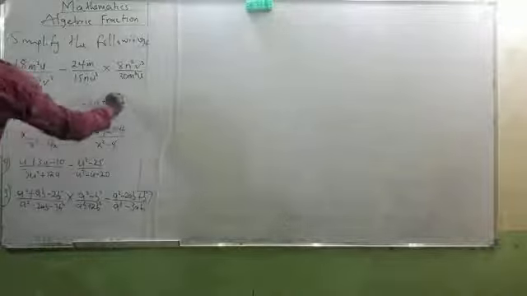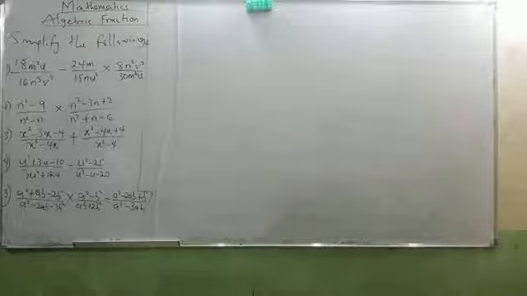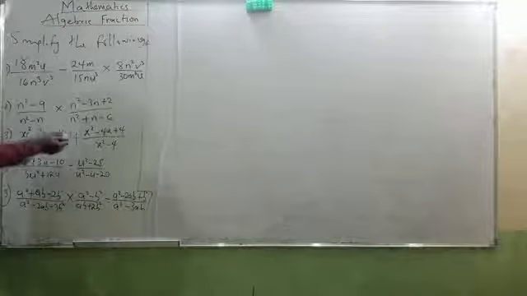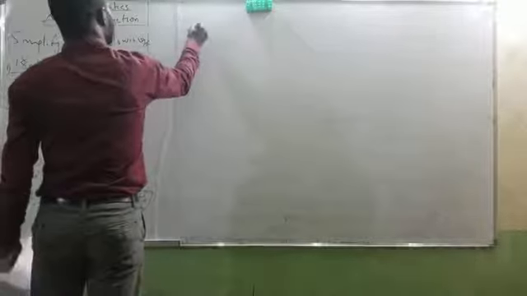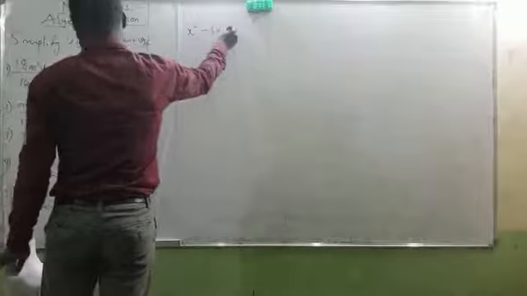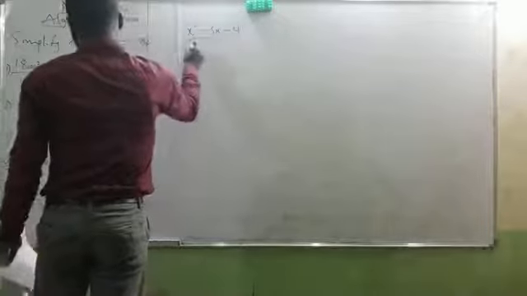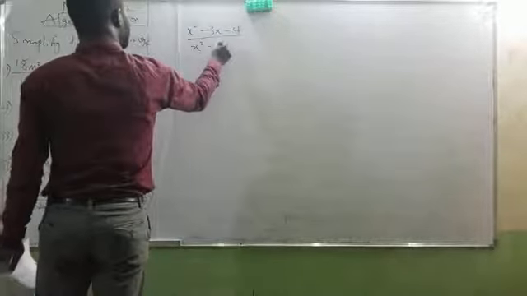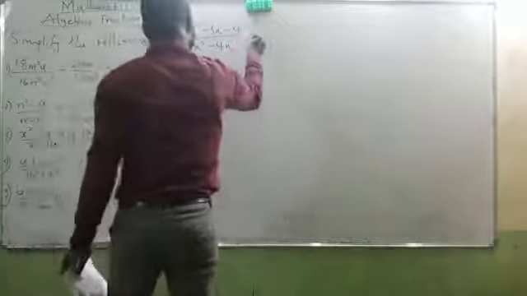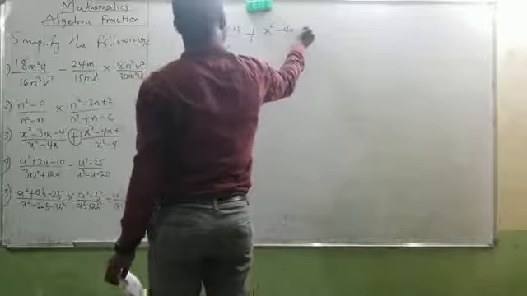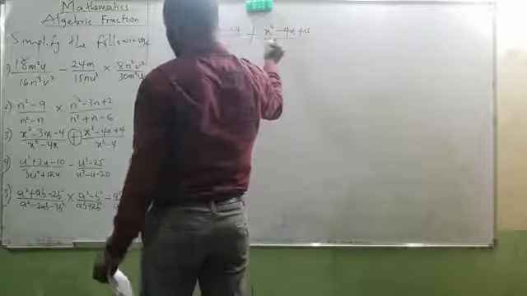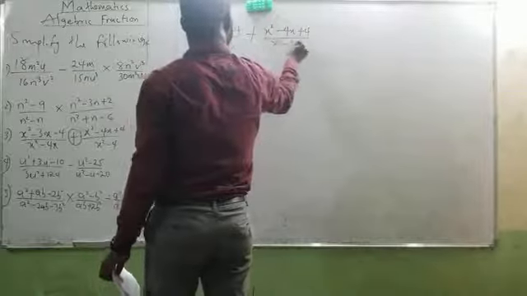This is settled, and remain this and that. Now, this one, there is a difference here. This is plus. Let's try to work on this one. x squared minus 3x minus 4, divided by x squared minus 4x, plus x squared plus 4x plus 4, divided by x minus 4.